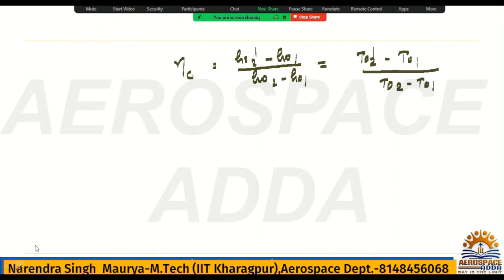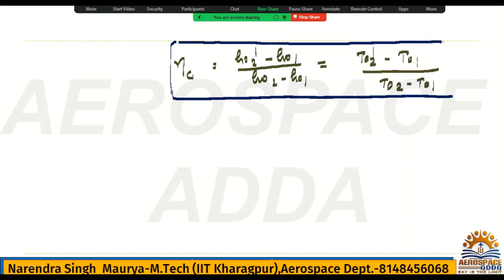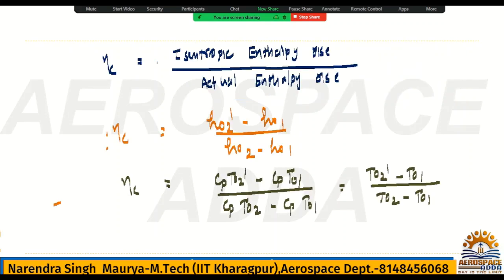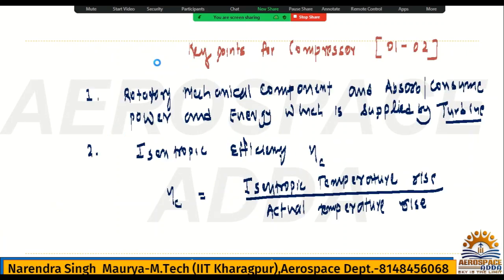All right, now this is a very important formula. It will be used for the numerical. This is point number 2. What is point 3?